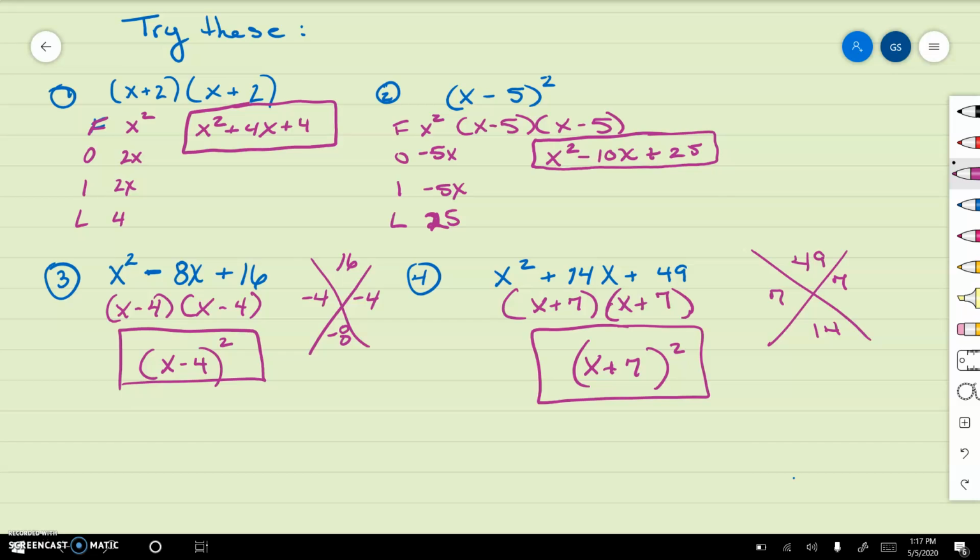Okay, so here are the answers. I hope you were able to get some or all of them. Our next lesson, we're going to use this stuff. So I know we've done this already, but we're going to use it. So make sure you kind of understand this and look for the pattern.